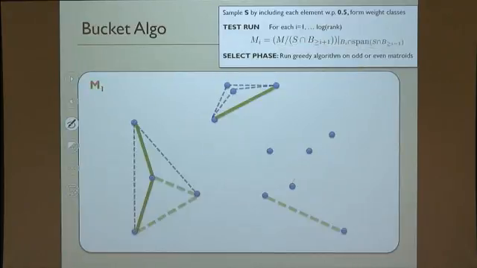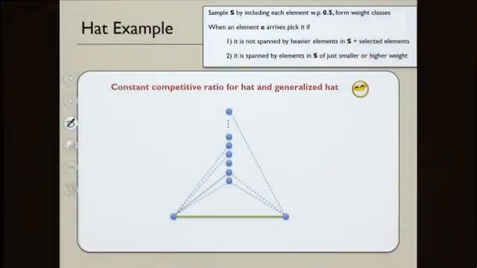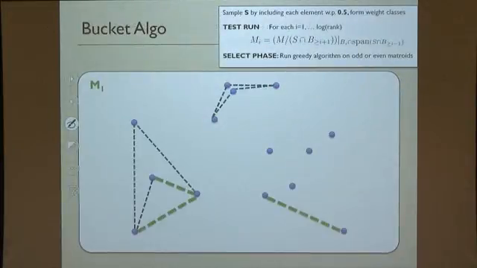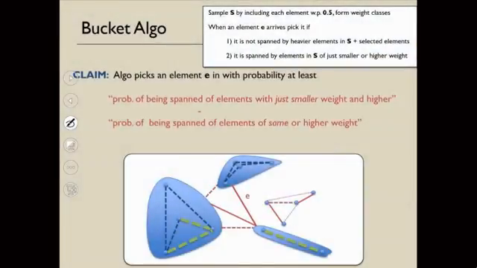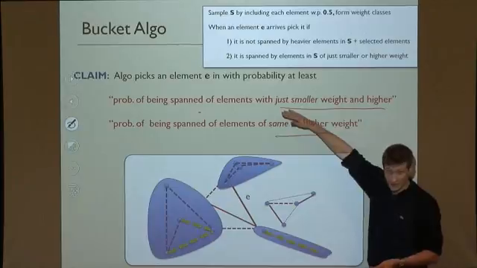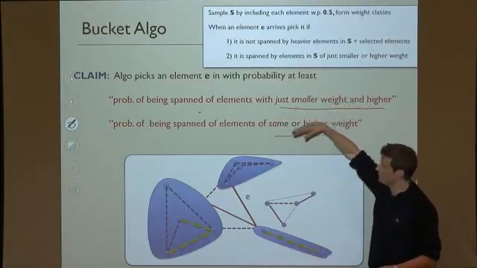Okay. But let's now analyze this algorithm. And to analyze it, it's really intuitive to think about it as in the first case that we have these two cases: we take an element if it's not spanned by heavier, but it's spanned by slightly smaller. So basically, by definition, you will get the following claim. The algorithm picks an element e with probability at least the probability of being spanned by elements of just smaller weight and higher, minus the probability of being spanned by the same or higher weight. This is basically by definition, because we take an element if it's not spanned by heavier guys, including my own weight class, the guys I took of my own weight class, and it should be spanned by smaller weight. They might be dependent, that's why I don't have equality. I have the inequality, so I have just smaller weight and higher, minus same or higher weight.